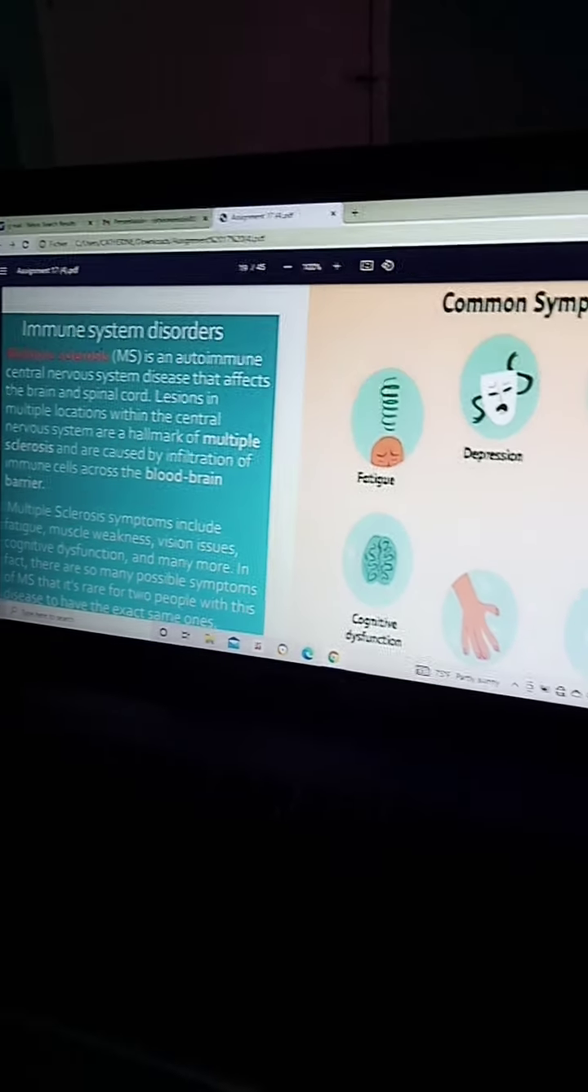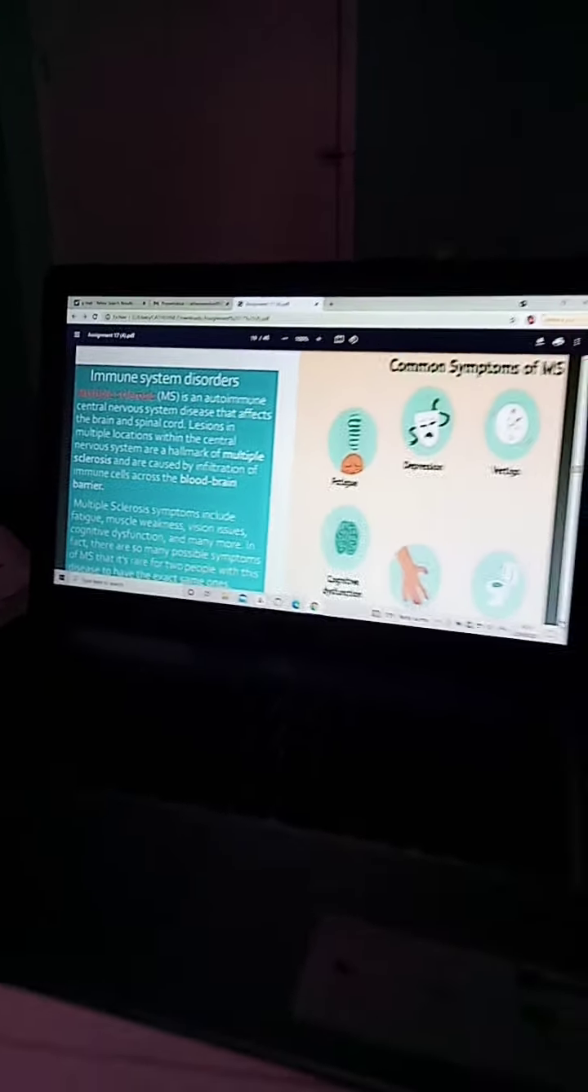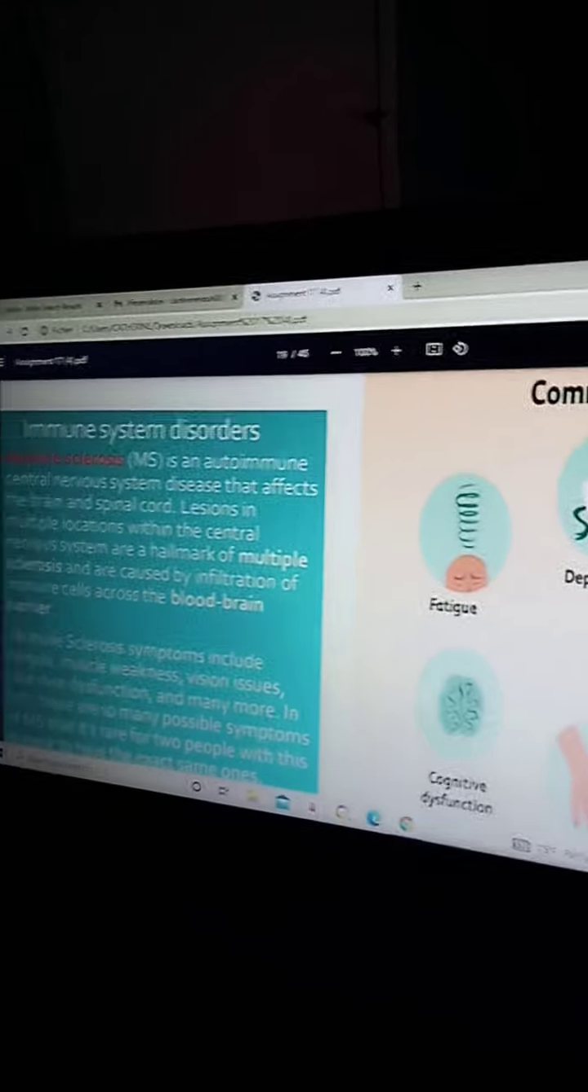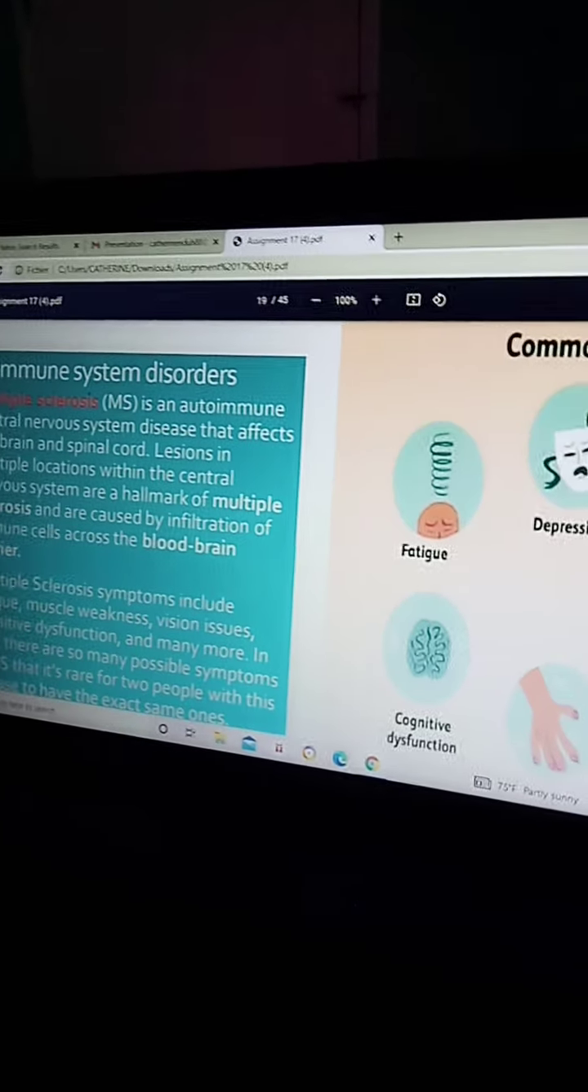Multiple sclerosis is an autoimmune central nervous system disease that affects the brain and the spinal cord. Lesions in multiple locations within the central nervous system are a hallmark of multiple sclerosis, and are caused by infiltration of immune cells across the blood-brain barrier.